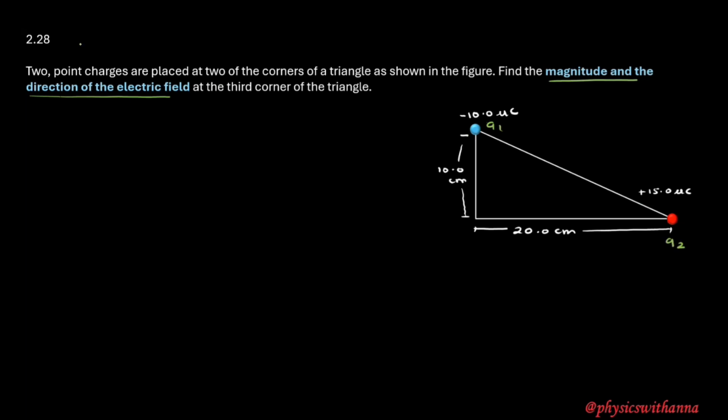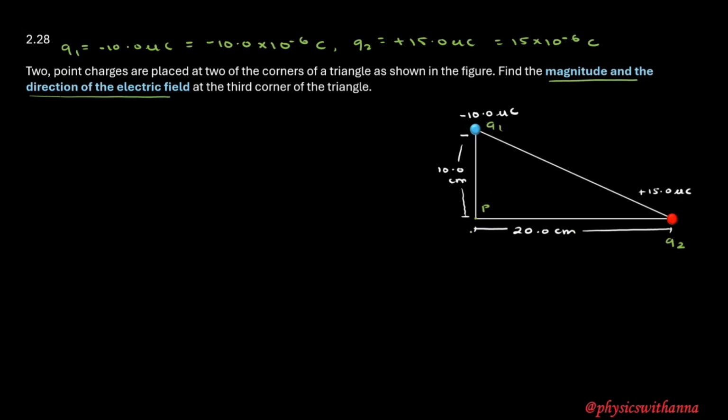So here we have two charges, let's call them Q1 and Q2, which are placed at two corners of a triangle. Magnitude of charge Q1 is negative 10 microcoulomb, which you can write as negative 10 times 10 to the power negative 6 coulomb, whereas charge Q2 is positive 15 microcoulomb, that can be written as 15 times 10 to the power negative 6 coulomb. And we need to find electric field at the third corner. We can call this corner P. We need to find what will be the net electric field at point P because of these two charges.